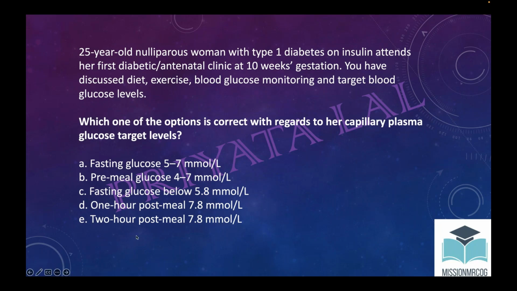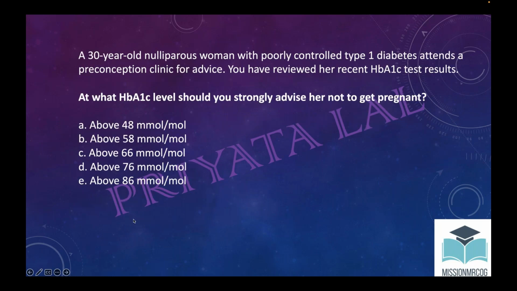Ma'am, the 1 hour post meal is 7.8. Yes, it is 1 hour post meal 7.8. Now, a patient with poorly controlled diabetes, recent glycosylated tests are given. At what level will you not want them to get pregnant? Above 86. Yes, above 86. More than 10. Yes.